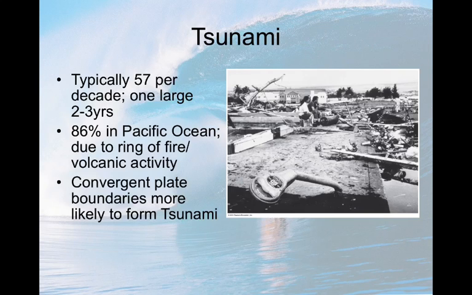Tsunamis happen fairly often. Usually they're small. You get multiple tsunamis a year, one large one every 2 to 3 years, assuming plate tectonic activity stays the same. Most occur in the Pacific Ocean because of the Ring of Fire, which is basically the boundary of the Pacific Plate, which has a lot of volcanic activity and earthquake activity as well, which means that convergent plate boundaries, the areas where two plates come together, are more likely to form tsunami. Lucky for us here, we live on the East Coast where we do not have a convergent plate boundary.